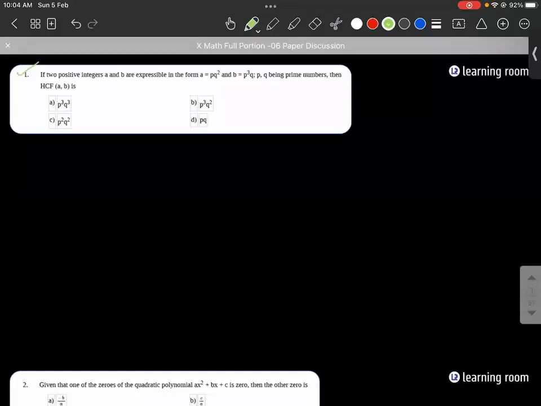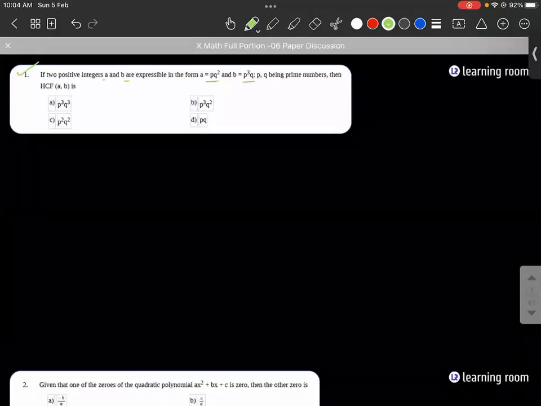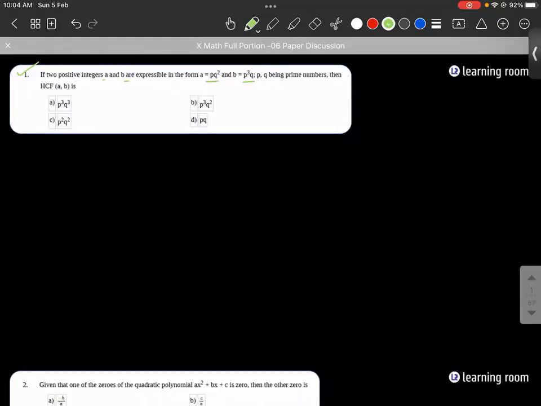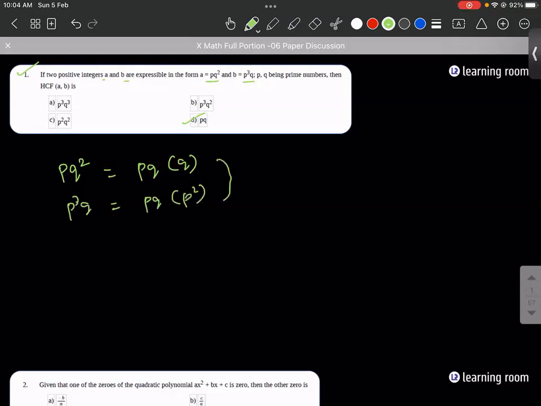So this one, what is the answer for this? If two positive integers a and b are expressible in the form a is equal to pq square and b is equal to p cube q, where p and q are prime numbers, then HCF of a, b is? PQ. That's right. So what did you do? From pq square, you can write it as pq into q, and p cube q, you can write it as pq into p square. So the highest common factor in both is pq.